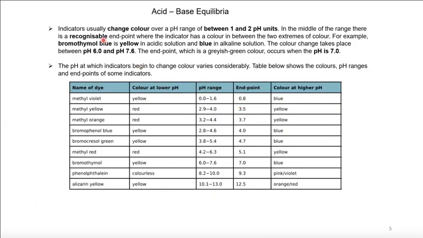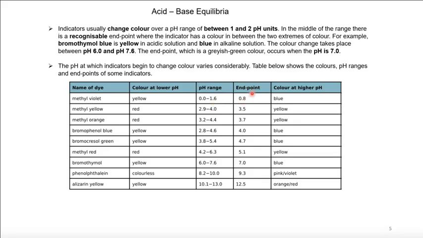Well, the indicators, their property, I say, is that the pH range is between 1 to 2 pH units. All indicators which we use, we will see that the pH range is between 1 to 2 units. So, for example, methyl violet, its color, when it is at lower pH, that is when it's acidic, we get yellow. When it is higher pH, that is in basic condition, it is blue. And the pH range is 0.0 to 1.6.